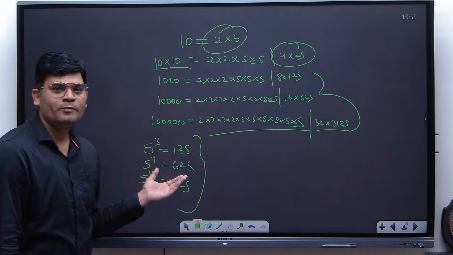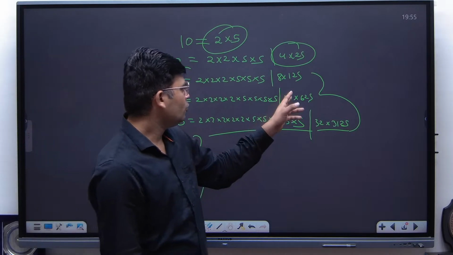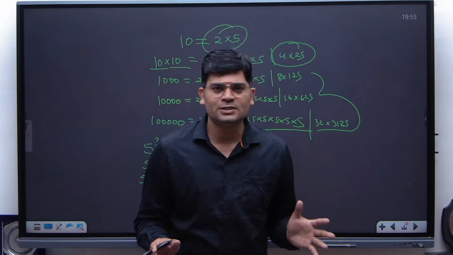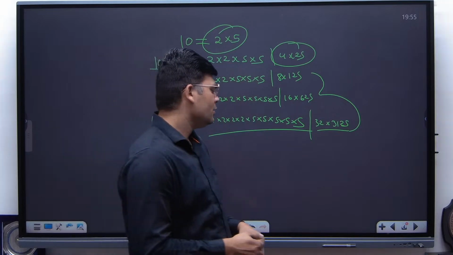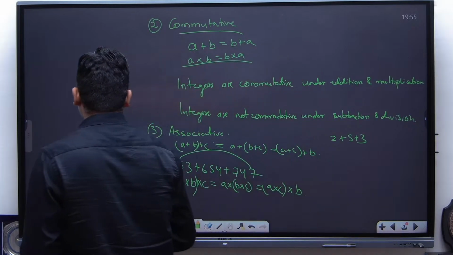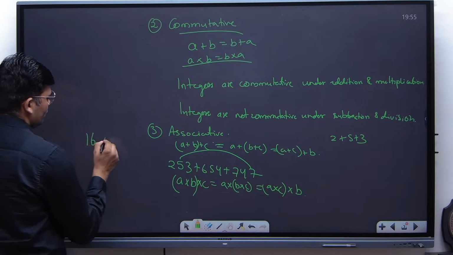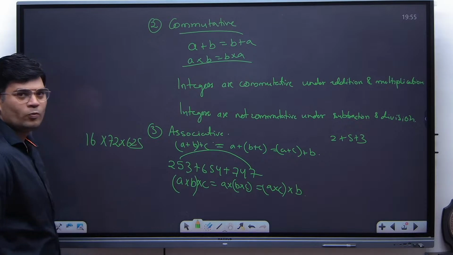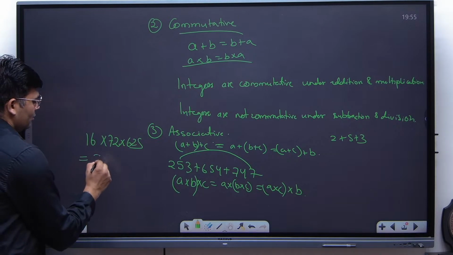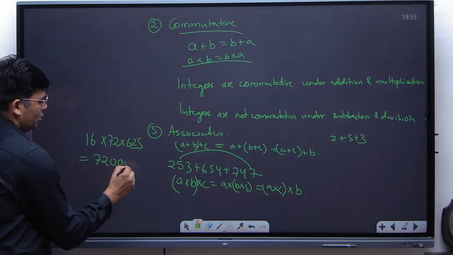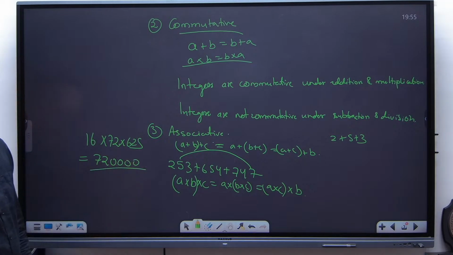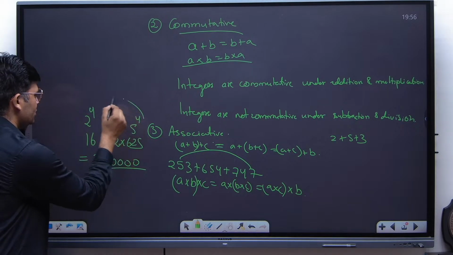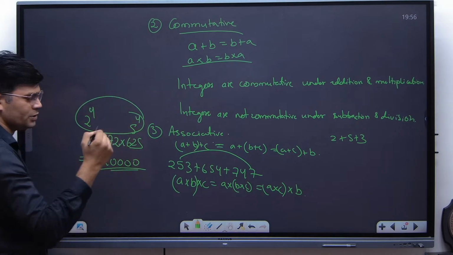So 5 to the power 4 means 625, and 2 to the power 4 is 16. So 16 into 625, wherever you see such numbers, you can easily make them usable. Now how is that used here? If somebody gives you 16 into 72 into 625, what is the first thing you will write? 72. How many zeros? 4 zeros. Why? Because 2 to the power 4 is here and 5 to the power 4 is here. Together they will form 4 zeros.